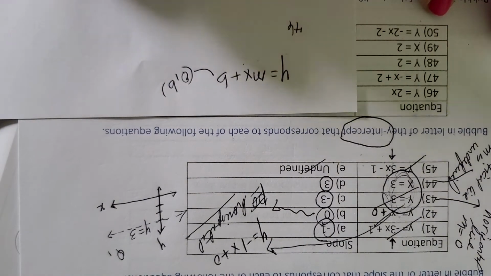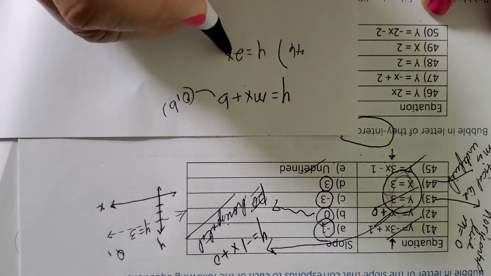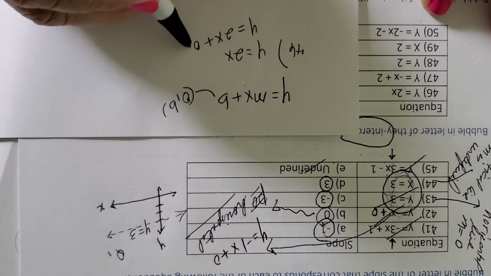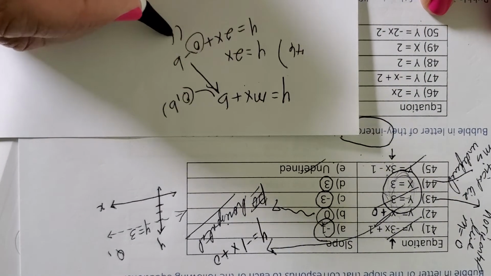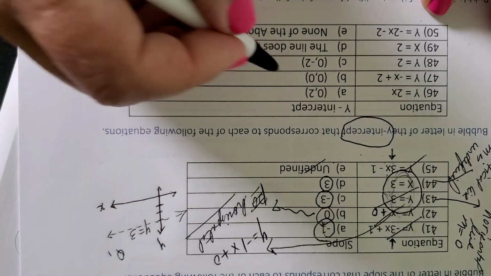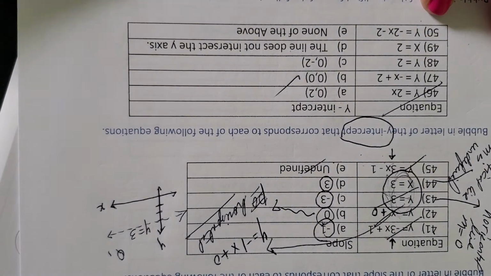So let's see which of these are very easy. Problem number 46. Why is 46 easy? Because y equals 2x is the same thing as y equals 2x plus 0. This is b. So that means that the y-intercept is (0, 0). Let me see if I find it here. Look at this here. The y-intercept is (0, 0).